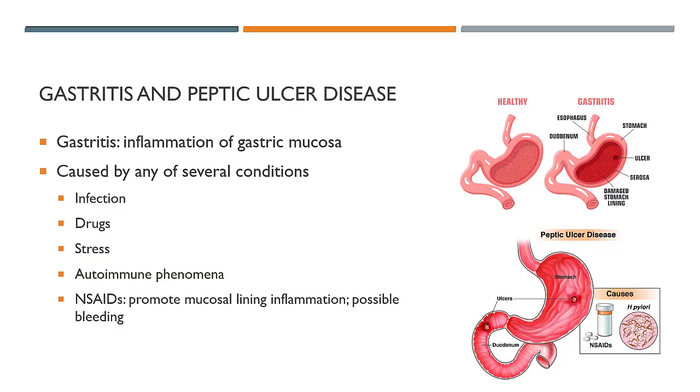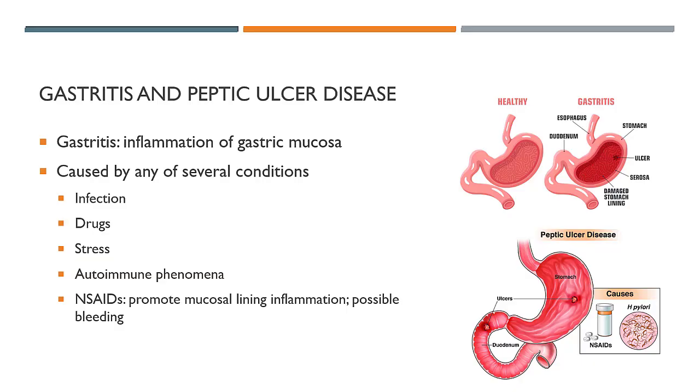Gastritis is an inflammation of the gastric mucosa caused by any of several conditions, including infection, drugs, and autoimmune phenomena. Many cases are asymptomatic, but dyspepsia and GI bleeding sometimes occur.